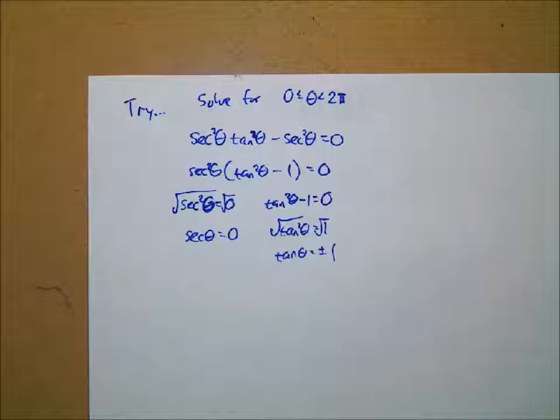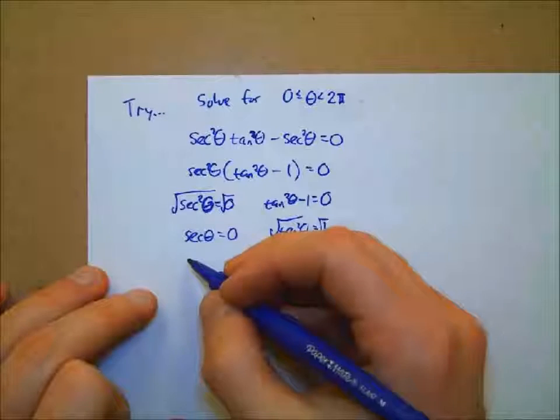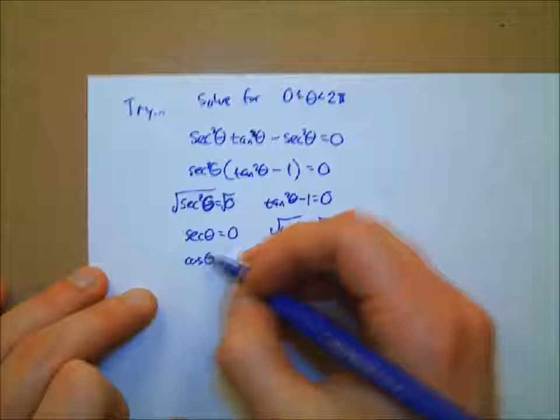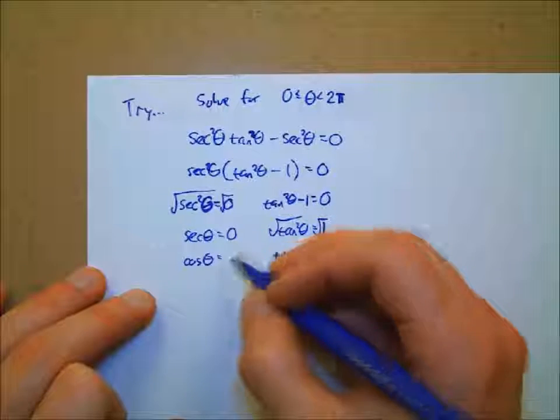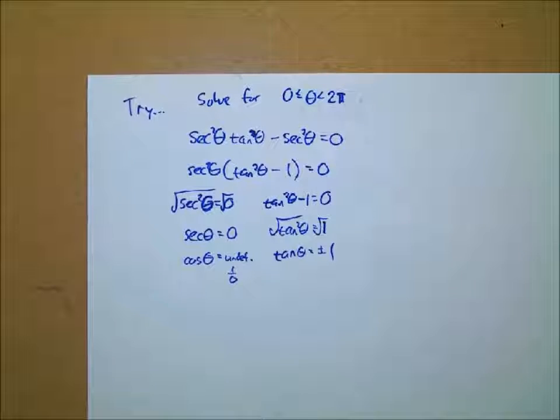Secant of theta equals 0. When does secant of theta equal 0? Never. If you're unsure about that, think about the reciprocal. The reciprocal of secant is cosine. The reciprocal of 0, you can think undefined, or 1 over 0. When is cosine undefined? Never, right? You can plug anything into cosine and you'll never get undefined. So this is just impossible. It's a dead end.